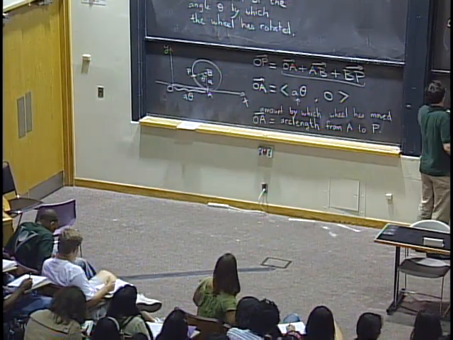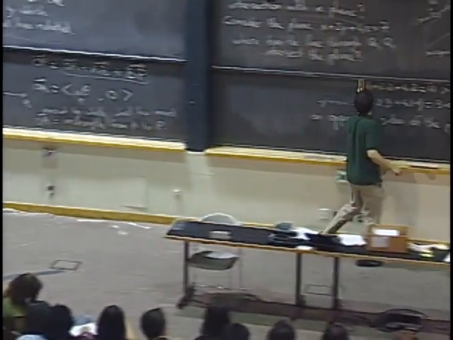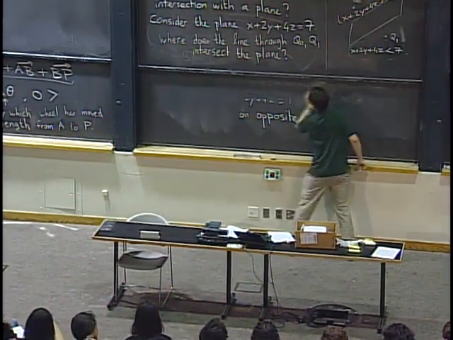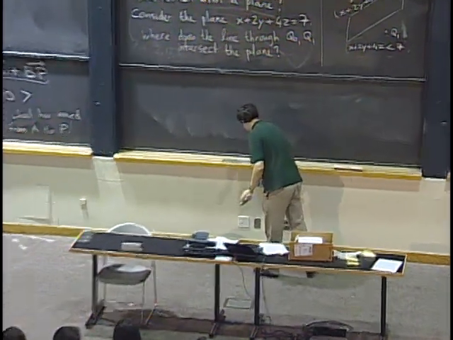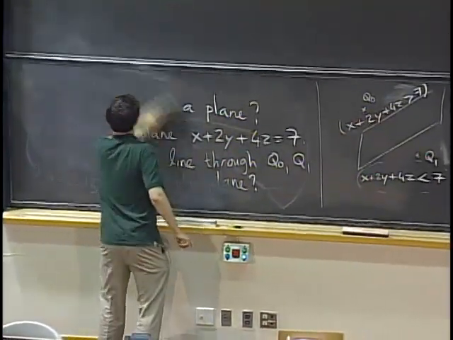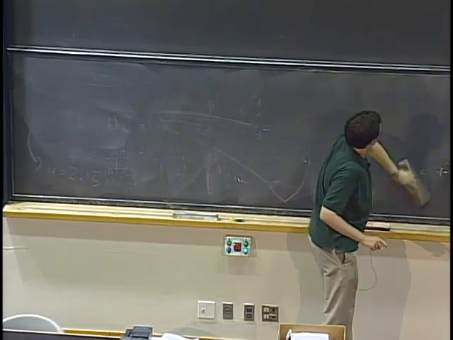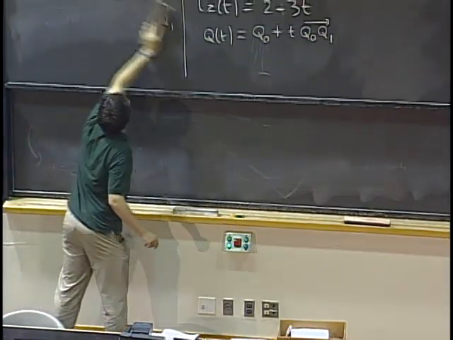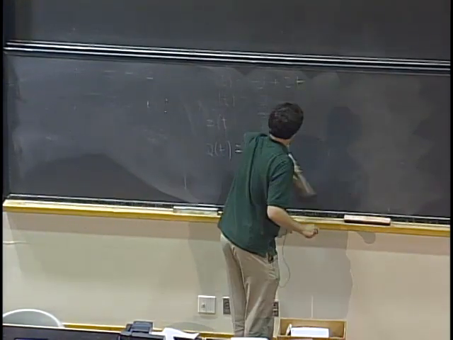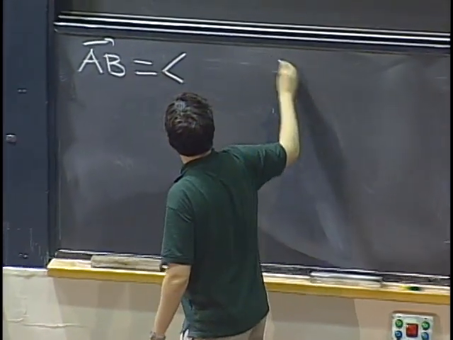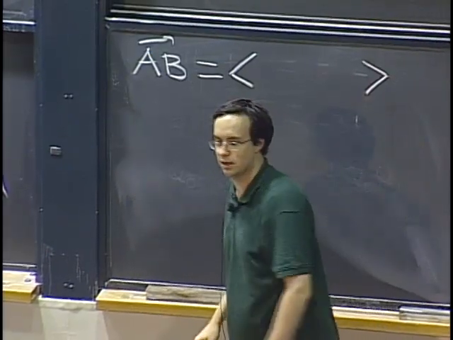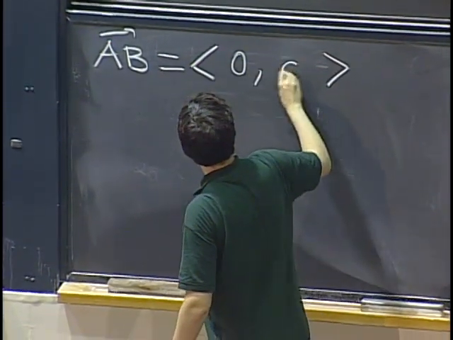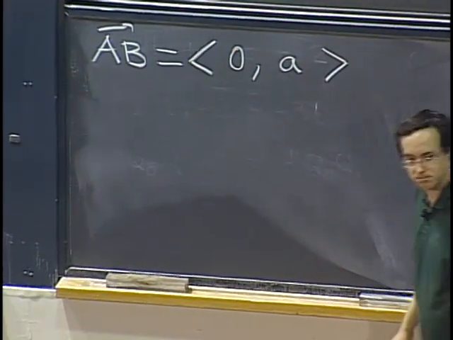Now, let's think about vector AB and vector BP. Okay, so AB is pretty easy, right? Because it's pointing straight up, and its length is A. So it's just 0, A. Okay.